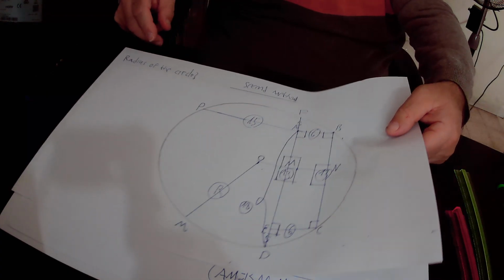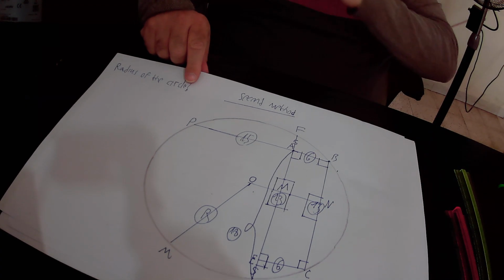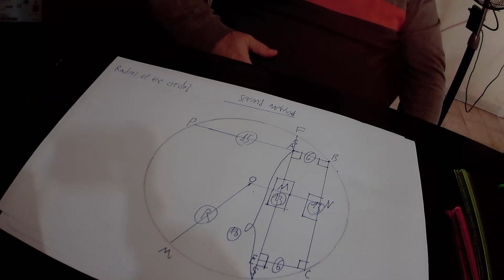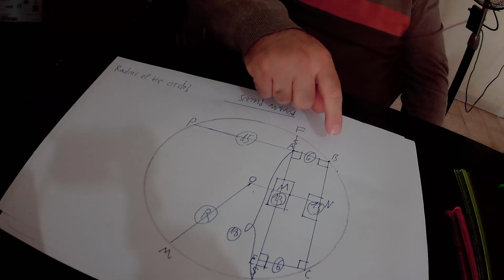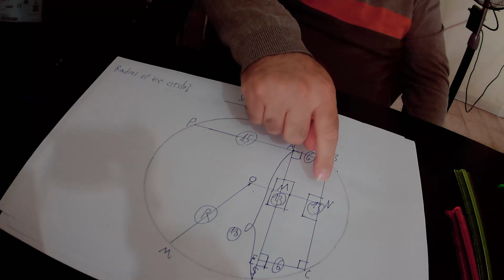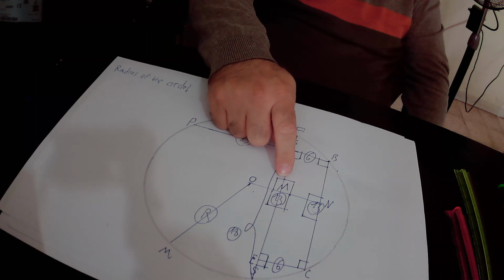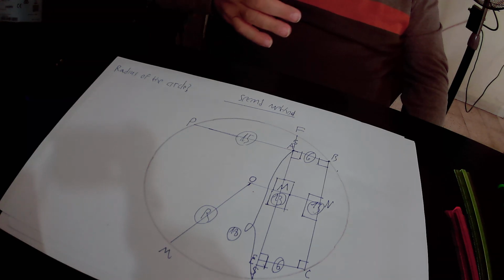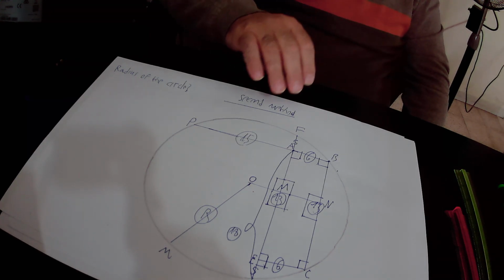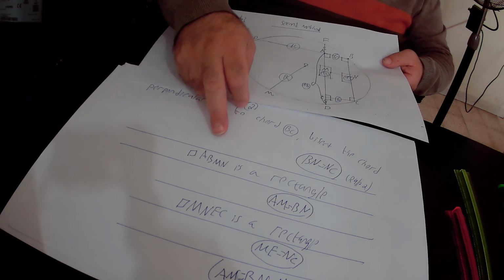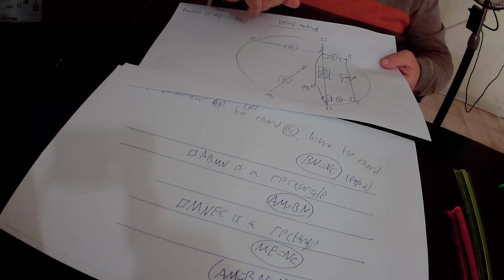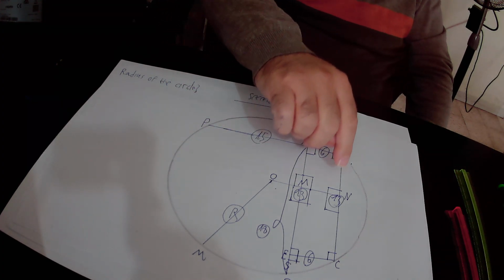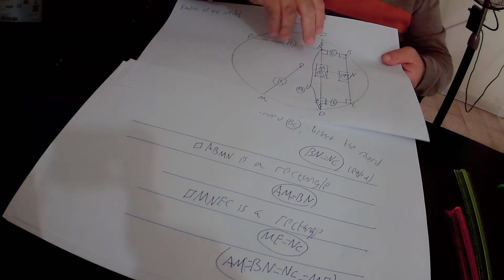Then we focused on quadrangle ABMN. Inside quadrangle ABMN, we have 1, 2, 3 right angles, therefore the fourth angle must also equal 90 degrees, therefore quadrangle ABMN that has 4 right angles is a rectangle. We also know that the opposite sides of a rectangle are equal to each other, that is to say AM equals BN.